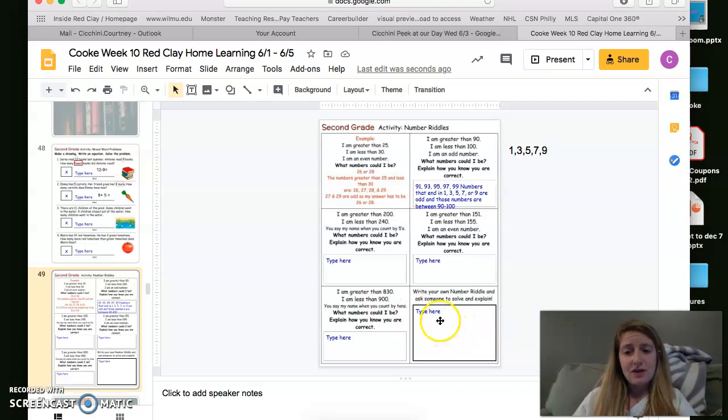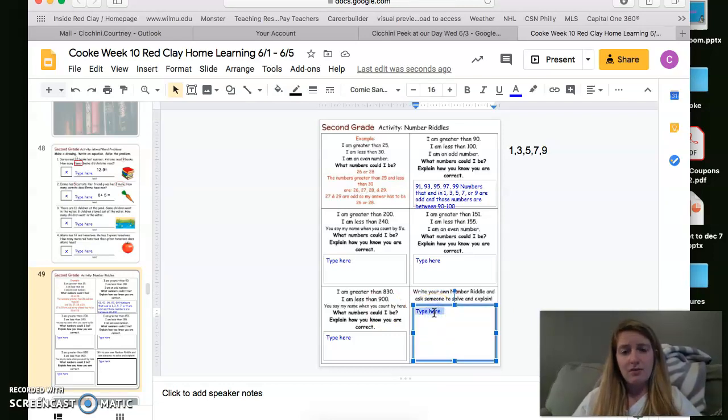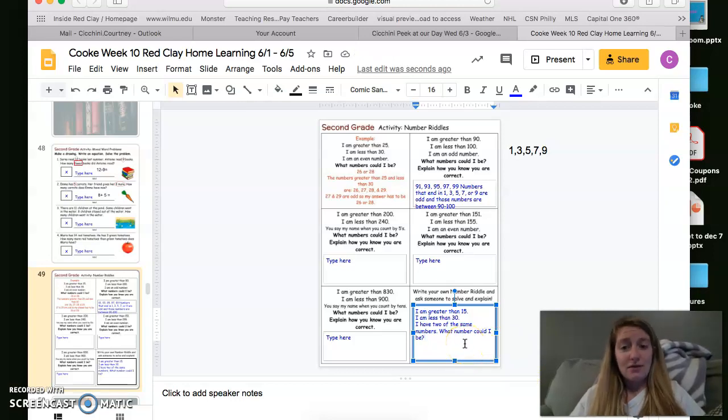And then down here it says write your own number riddle. So I might write one that says, like, I am greater than 15. I am less than 30. I have 2 of the same numbers. What number could I be? So that's my riddle. So you can solve that one, or you can come up with your own.